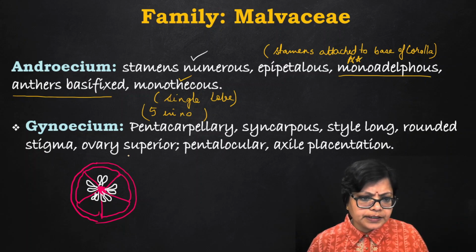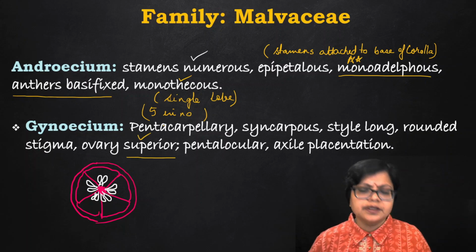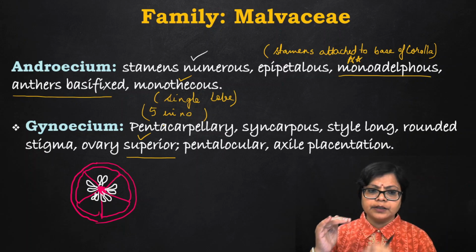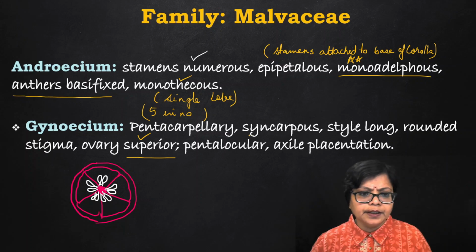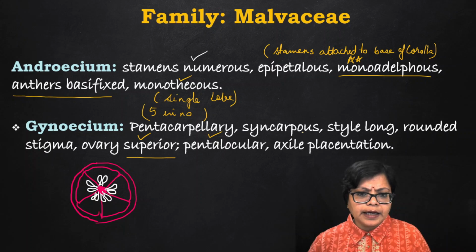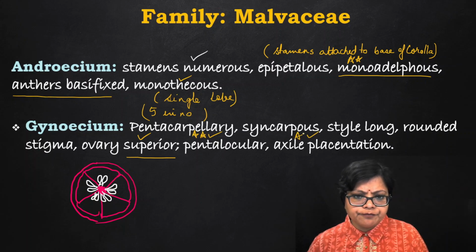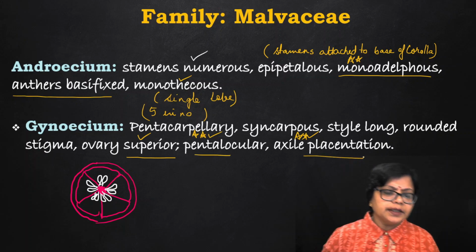Ovary superior, that's why we have discussed hypogynous flower, other whorls are present below the ovary. Pentalocular and axile placentation. These 2 points are also very, very important points to be remembered. Let's explain.